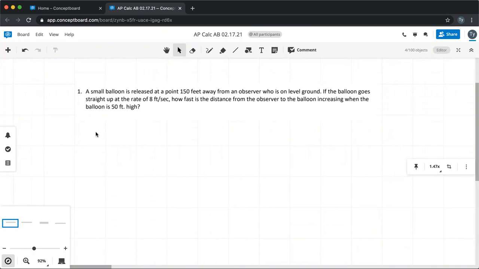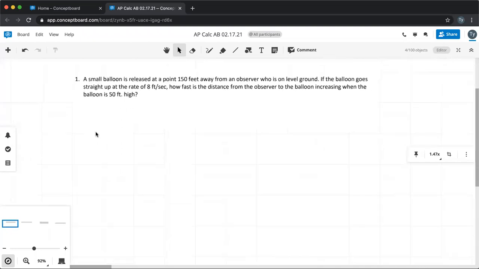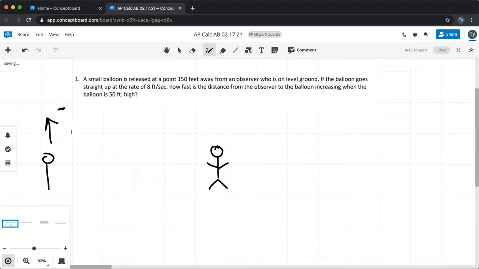So that's a lot of information. Let's break it down. It's always a good idea to draw a picture when we want to try to conceptualize what they're asking us to do. So here's our observer over here, and maybe here's the balloon, but the balloon's going up. So maybe at some point it's this high right here. And if you notice, it says it goes straight up, so that means it's moving in a vertical fashion like this.